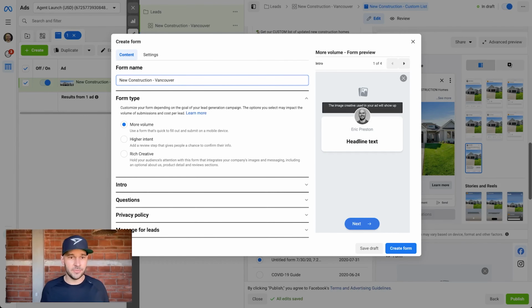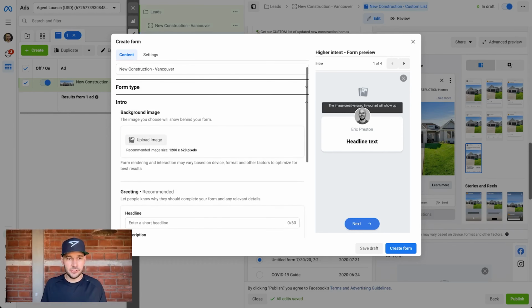There are a couple of different form types: higher intent and more volume. More volume will just submit the information they have on Facebook as their default information. But to be honest with you, Facebook started in 2007, so a lot of times people's Facebook accounts are connected to an old email. So I like higher intent. We found this to work better, because the email I might want to put in is not the same as the email Facebook is going to default to. This will add a review step that gives them a chance to review the information that's inputted and submit it.